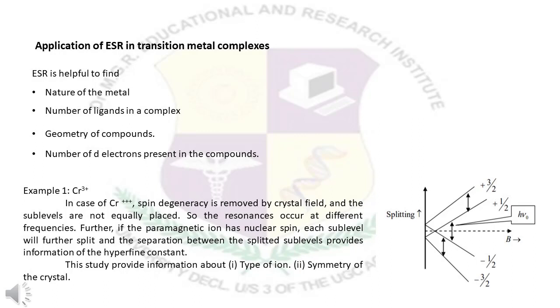The first example is the chromium 3 plus metal complex. In the case of chromium 3 plus, the spin degeneracy is removed by the crystal field and the sublevels are not equally placed. So the resonance occurs at different frequencies. Further, if the paramagnetic ion has a nuclear spin, each sublevel will split further, and the separation between the split sublevels provides information on the hyperfine constant. So we consider not only the electron spin, but the nuclear spin also. The nuclear spin attributes to hyperfine splitting. That's what we see in the figure: the sublevel of minus half is further split into minus 3 by 2, and plus half is further split into plus 3 by 2. So this study provides information about the type of the ion and the symmetry of this chromium 3 plus crystal.